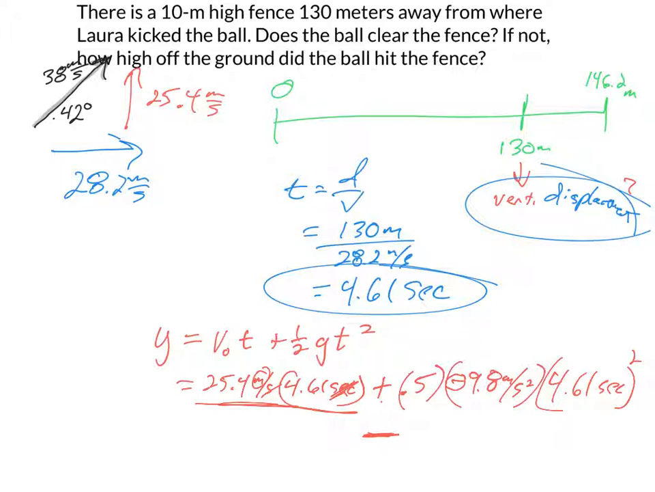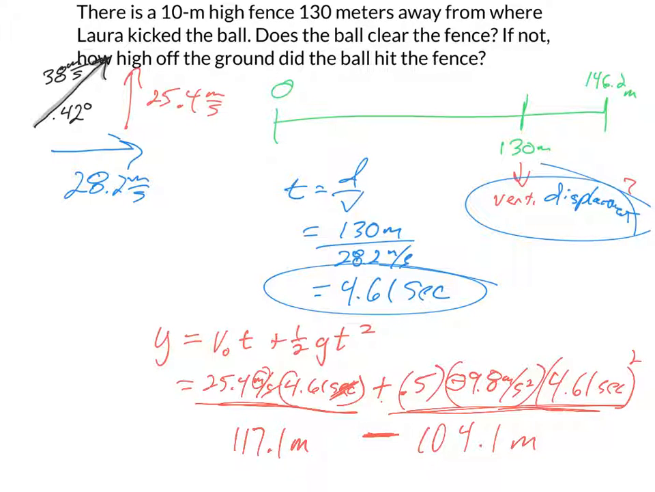25.4 times 4.61. And I get 117.1 meters. Now let's do this distance here, but remember it's negative because of the plus and minus. I'm going to go 4.61 squared times 9.8 times 0.5, and I'm going to take out 104.1 meters.